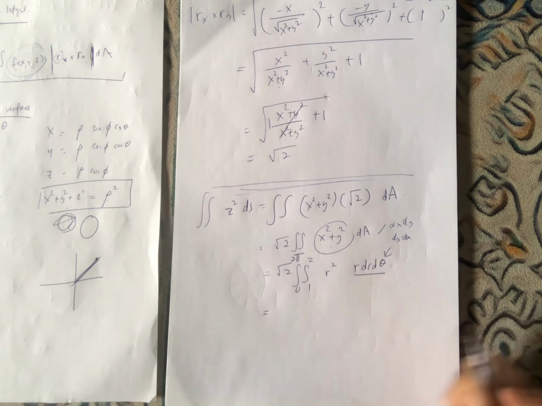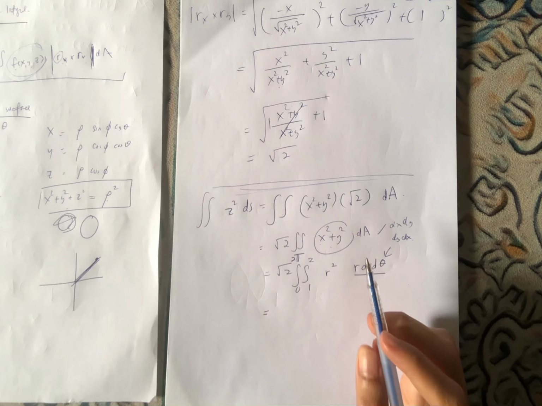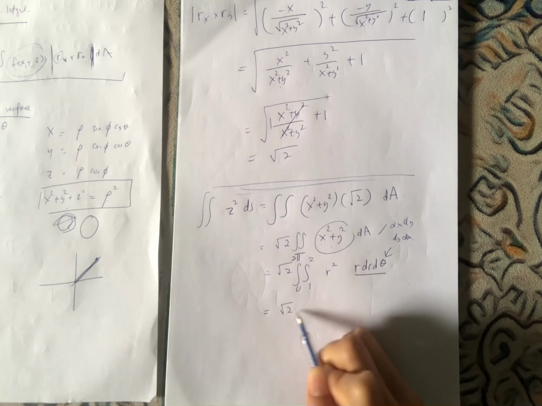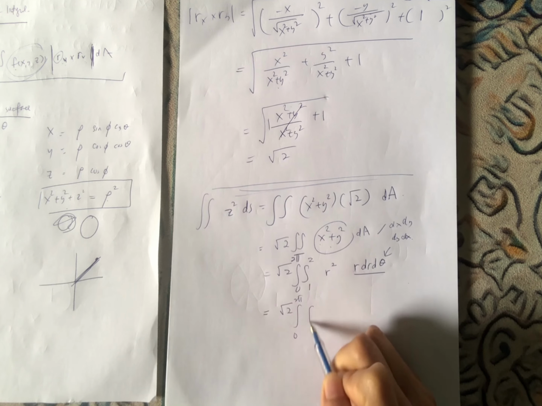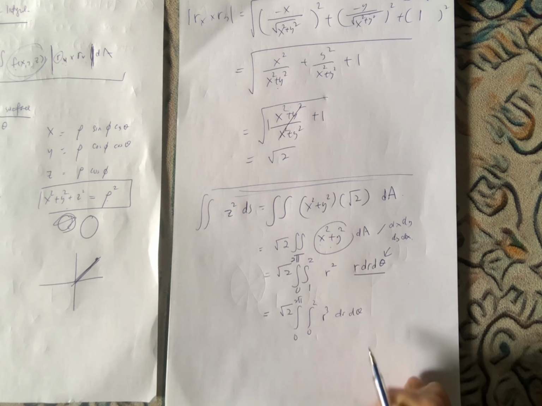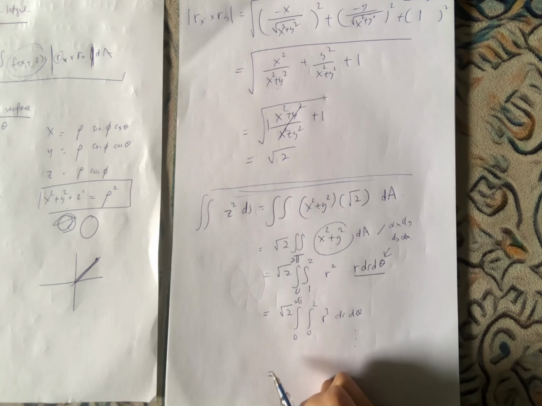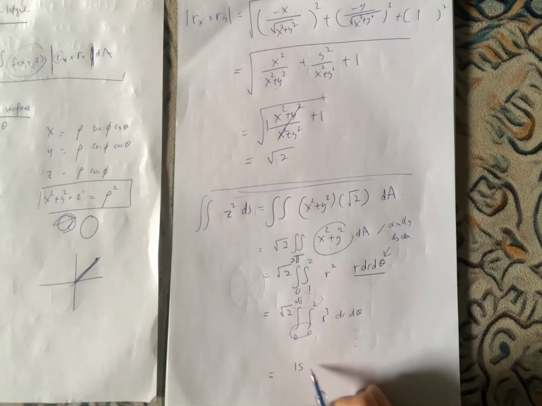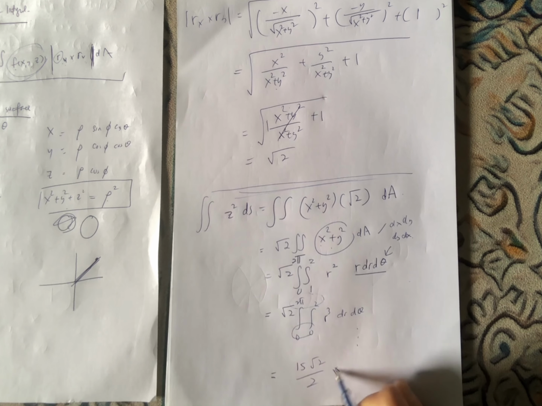Okay, you solve it. This one will be r cubed. Square root 2, integral from 0 to 2 pi, r cubed dr d theta. So you solve it. Substitute all the values that you have here, and then your answer should be this one.